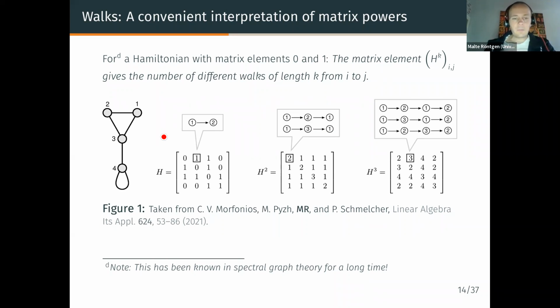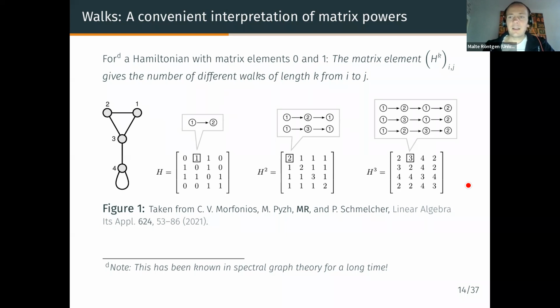But at the end, the take-home message is you can relate matrix powers, which we have now seen are important in the theory of latent symmetries, to the concept of walks, which, if you think about it, is somehow also connected to the concept of interference, right? If you have some wave going into a structure, you have to sum up all different paths in order to see how it propagates through the structure, in order to get interference patterns.